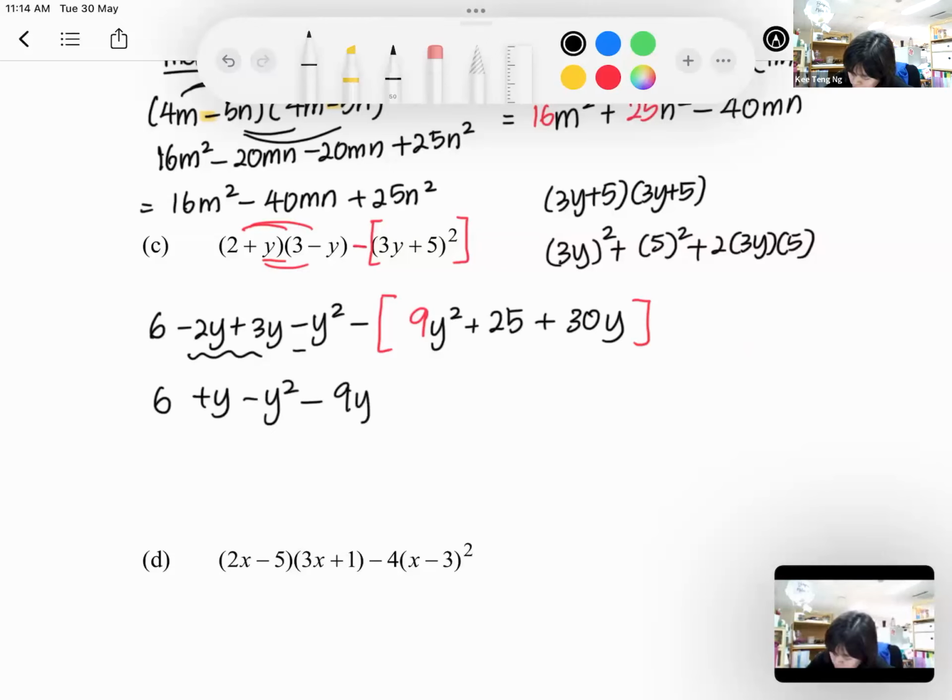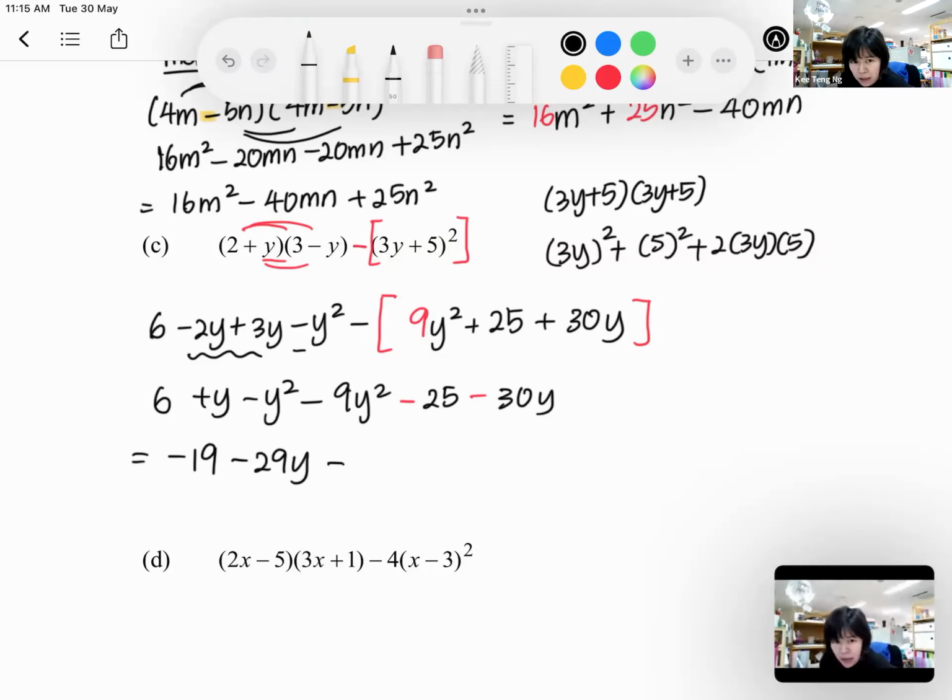Minus 9y squared minus 25 minus 30y. Simplify your calculation. 6 minus 25 is negative 19. Y minus 30, negative 29. Y. Please use your calculator if you need to.